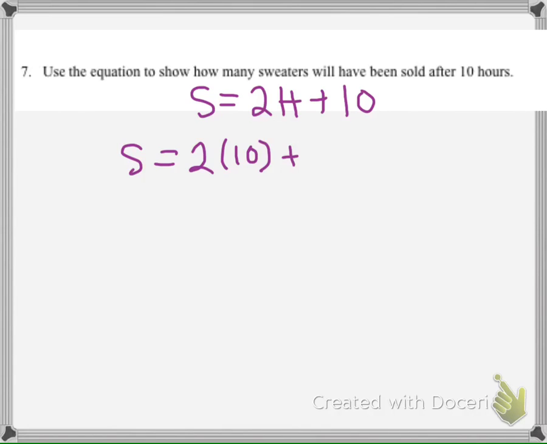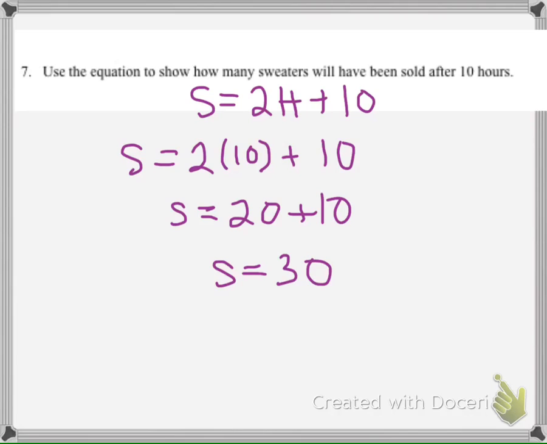Okay, number 7 says use the equation to show how many sweaters will have been sold after 10 hours. So I like to write down my equation. S equals 2h plus 10. Now they're giving me hours, and hours is h. So I'm going to take out the h and replace it with 10 using parentheses. So now I have S equals 2 times 10 plus 10. 2 times 10 is 20. Plus 10, which means S equals 30. So after 10 hours she would sell 30 sweaters.